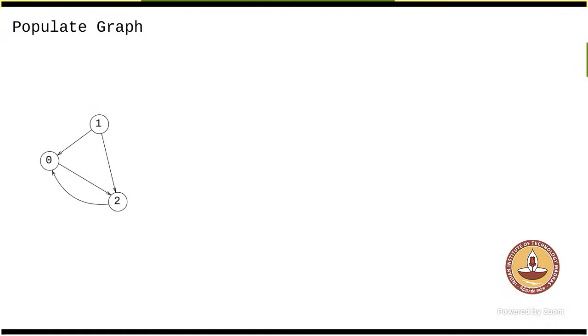Now we'll go ahead and assume that you are given a graph like this, right? So how will you populate, rather I should have called this populate the matrix, how will you populate this adjacency matrix? First of all, what will be the first line of code that you will write?